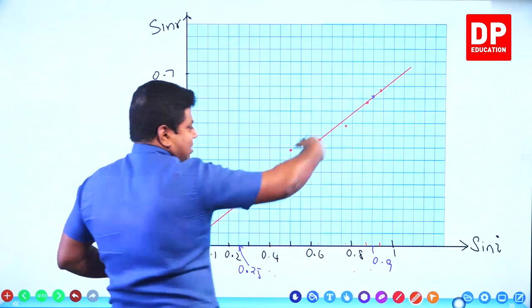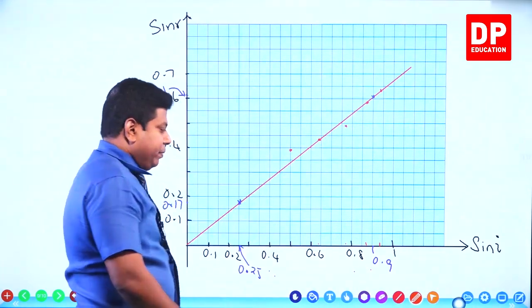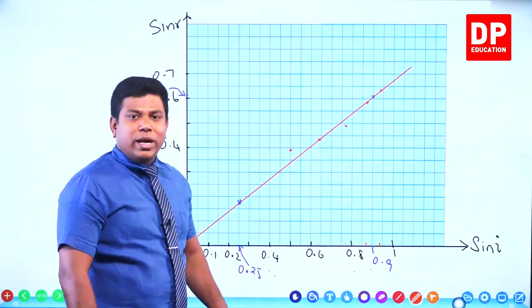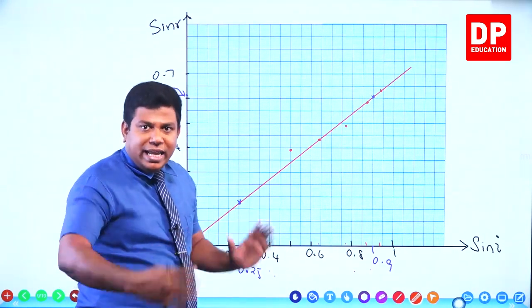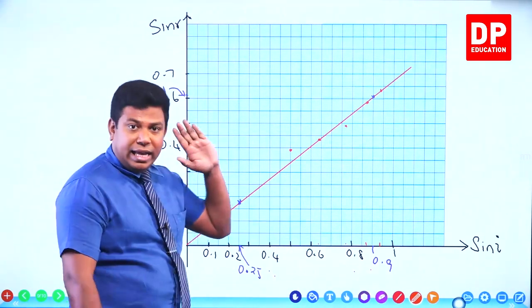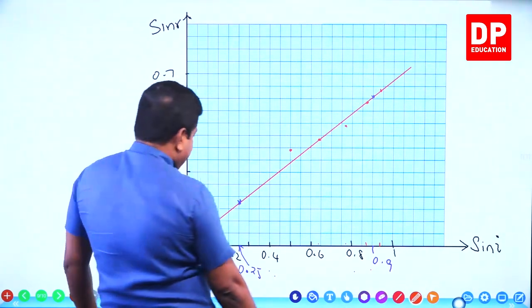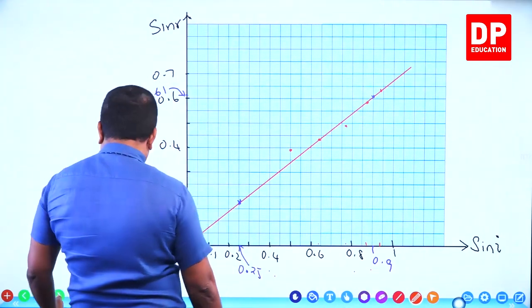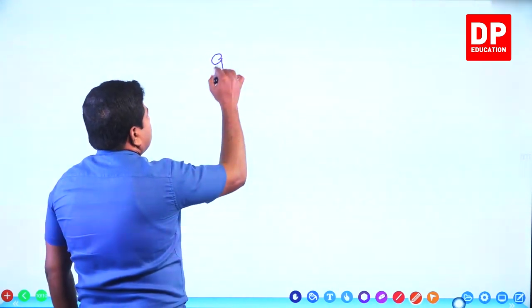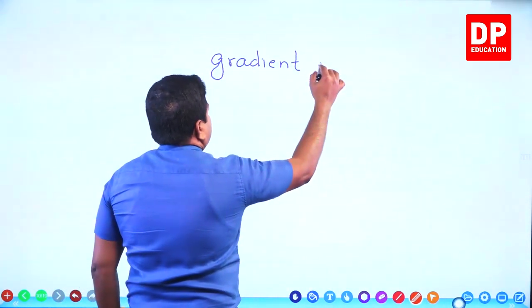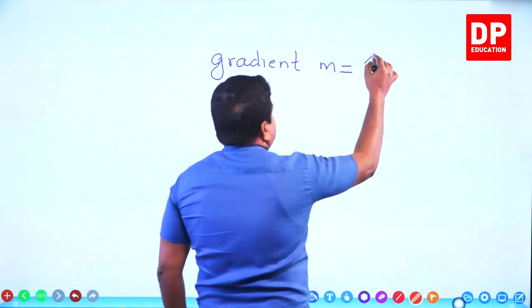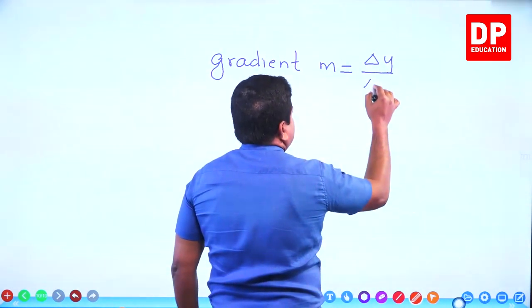Usually, we take the points a little away from each other. But that doesn't matter. As long as you can measure the coordinates carefully, you can take any 2 points after drawing the line. Now, let's find the gradient. M is delta Y divided by delta X.